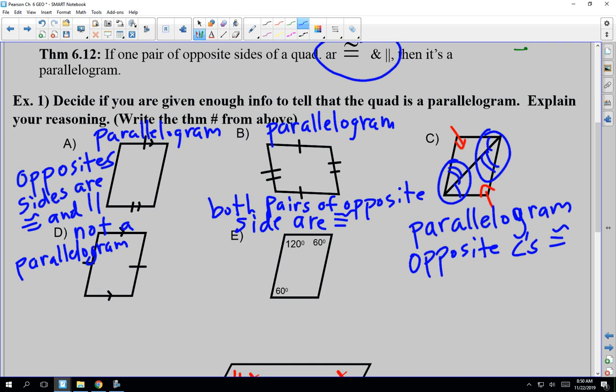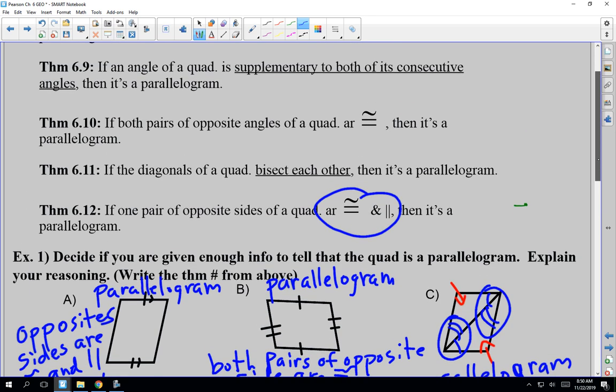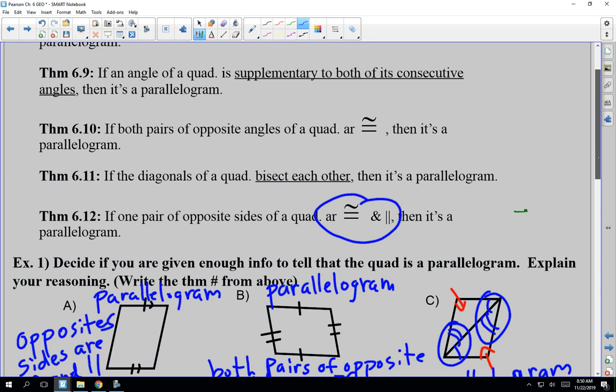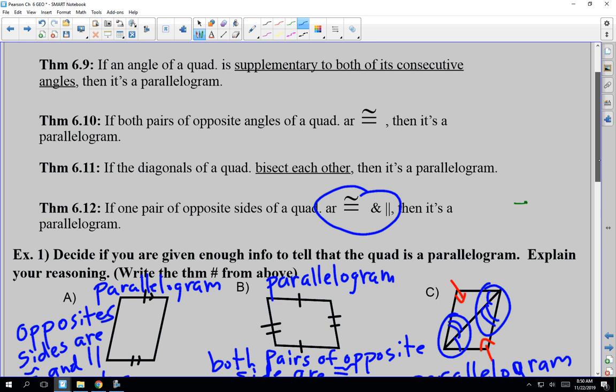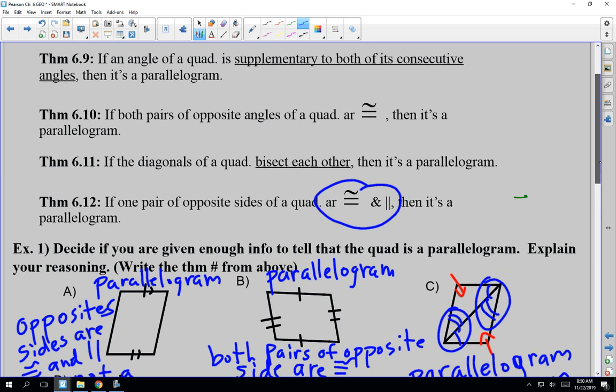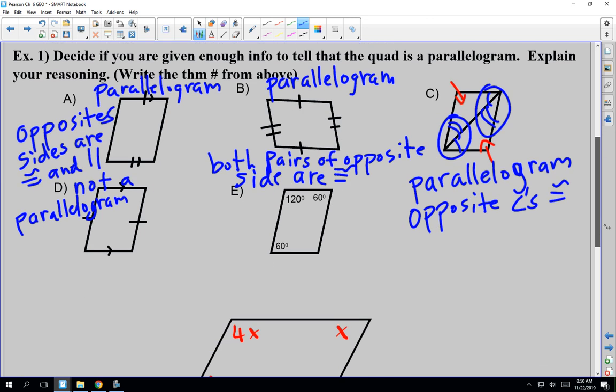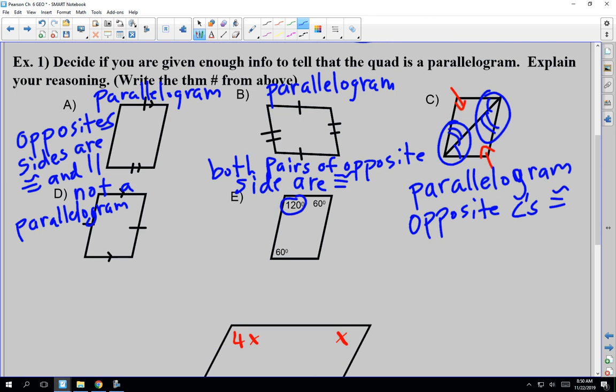What about E? I think I saw it up here. E looks like 6.9. If an angle of a quadrilateral is supplementary to both of its consecutive angles, then it's a parallelogram. So see this angle? It's supplementary to that guy and that guy. So since 120 degrees, this is a parallelogram.